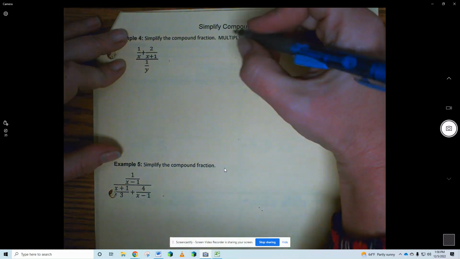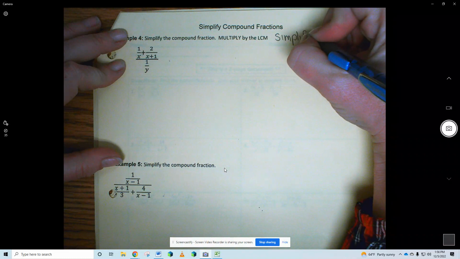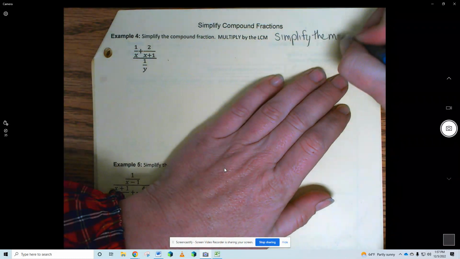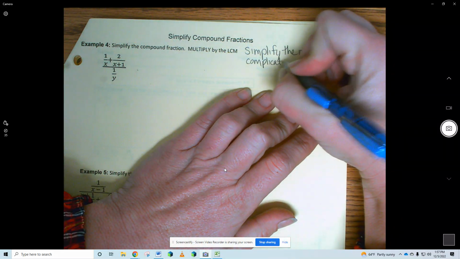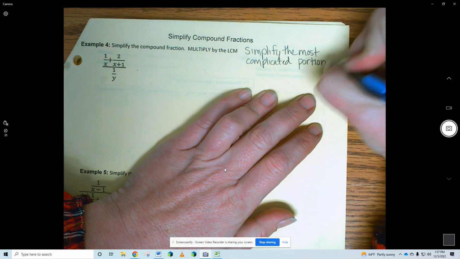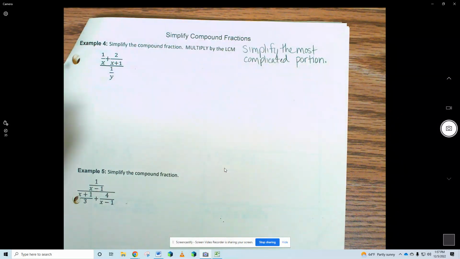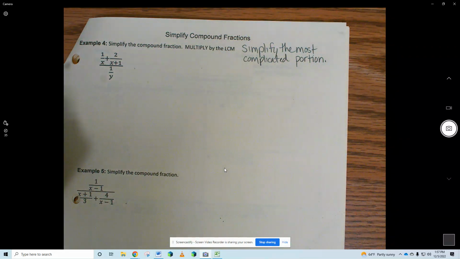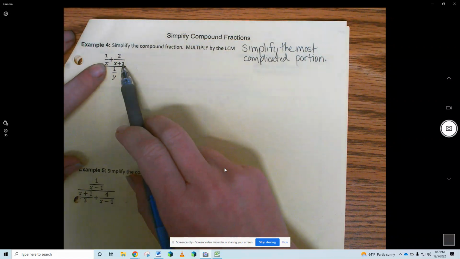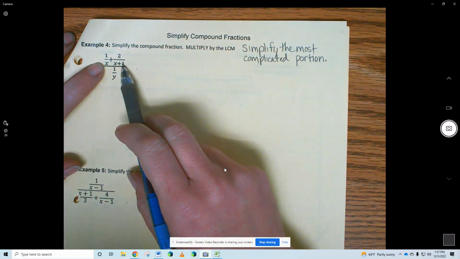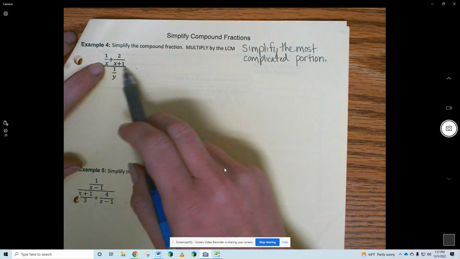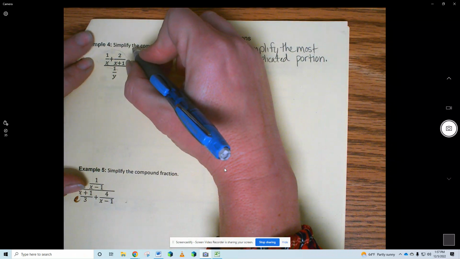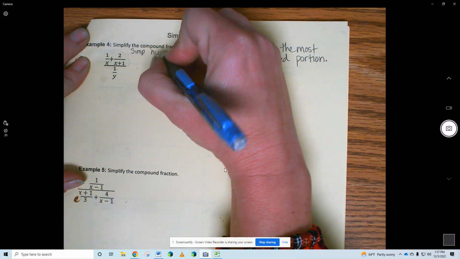I need to simplify the most complicated portion. That means, does the numerator really need to be simplified, or does the denominator really need to be simplified? So right now, I cannot do this math problem unless I make one fraction out of this numerator. This 2 fraction thing here, that's going to be complicated for me. So I'm going to find the common denominator and just focus right now on the numerator. So I'm going to simplify the numerator first.